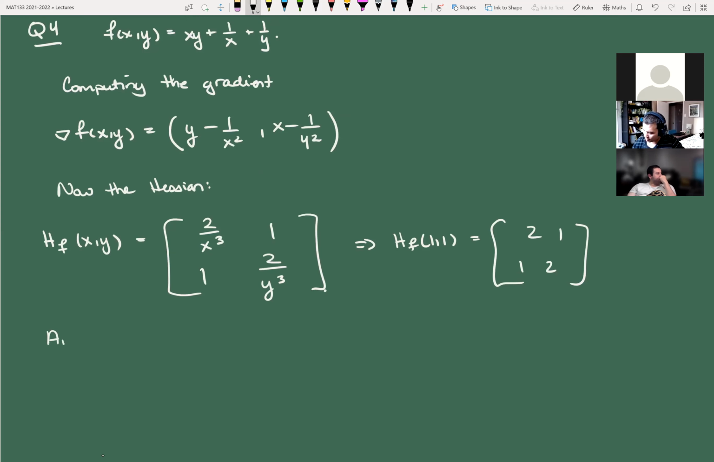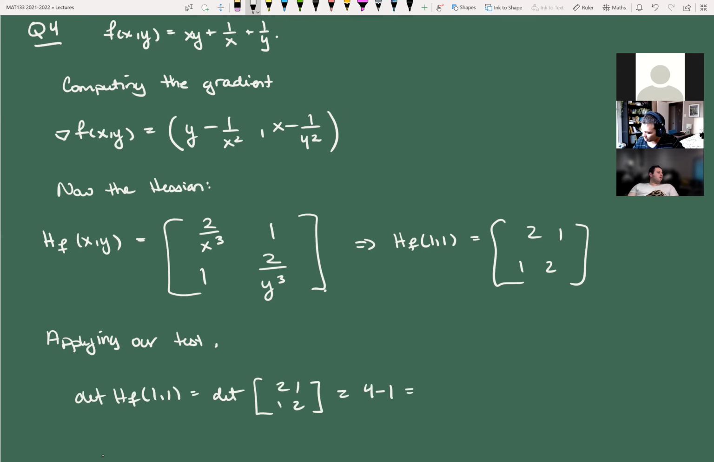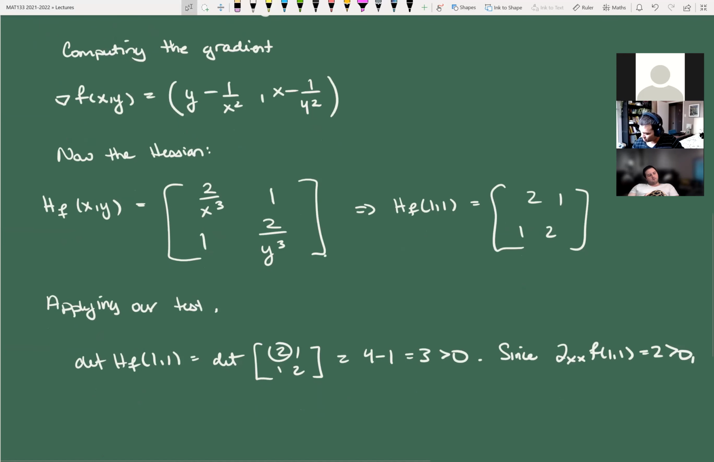So let's apply our test. We're going to get the determinant of HF 1, 1. So that's the determinant of 2, 1, 1, 2. What is that? That's 4 minus 1, so that's 3. That's positive, so we definitely have a max or a min. Then we look at this number here, and we say, oh, that's positive as well. So this is a minimum. Since the xx derivative of f at 1, 1 is 2, greater than 0, x, y equals 1, 1 is a min.